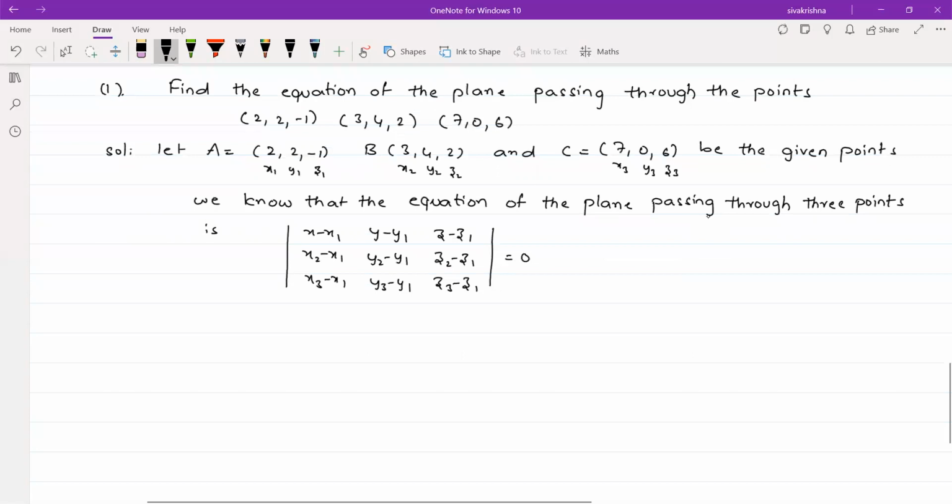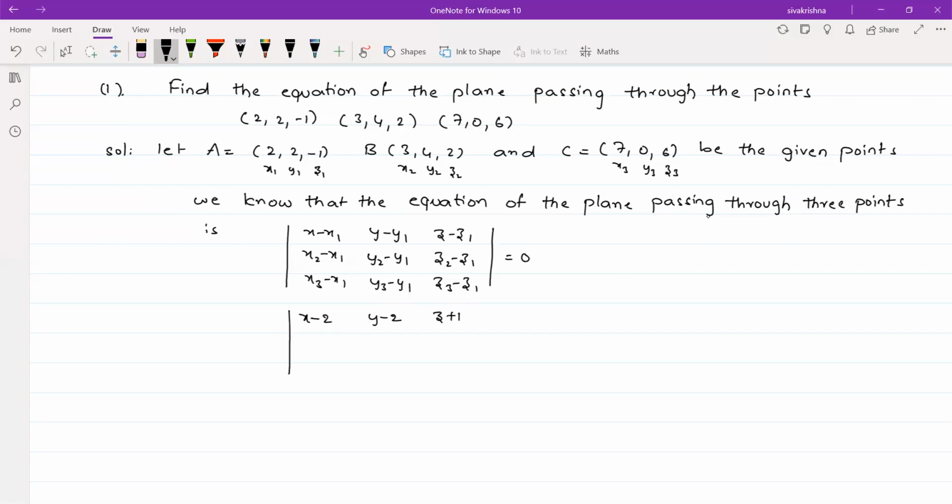This is the formula. So in the formula, we have to substitute the values. I have already named x1 y1 z1, x2 y2 z2, and x3 y3 z3. So we have to substitute those particular values in the formula. So that I am writing: x minus, so x1 is nothing but 2, the value of x1 is 2, so we have to write x minus 2. Next, y minus y1. y1 is also 2, so we write y minus 2. z1 is minus 1, so z minus of z1 means we get z plus 1. Okay, so that is first row.